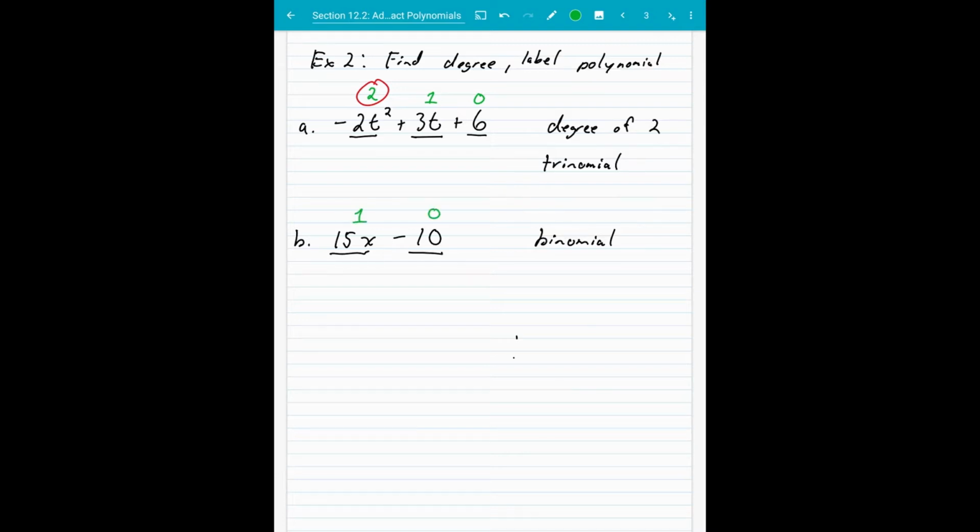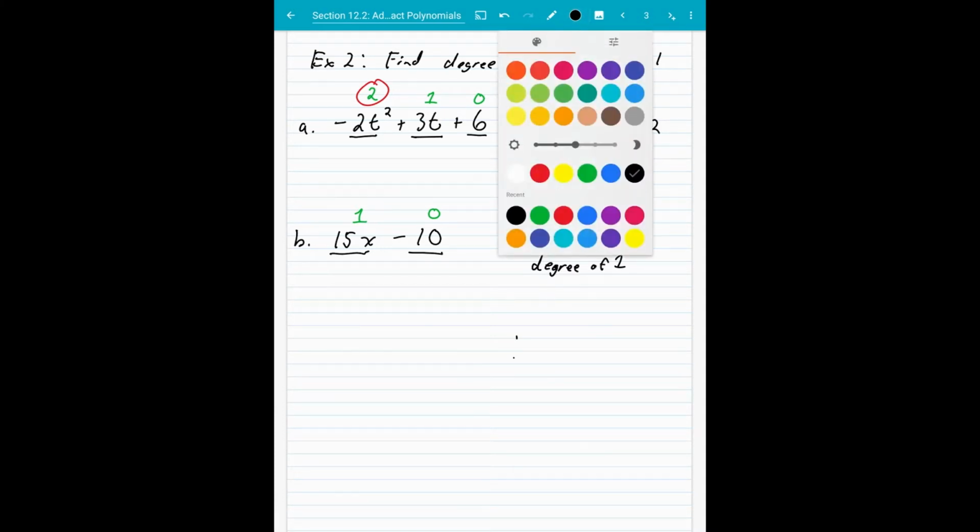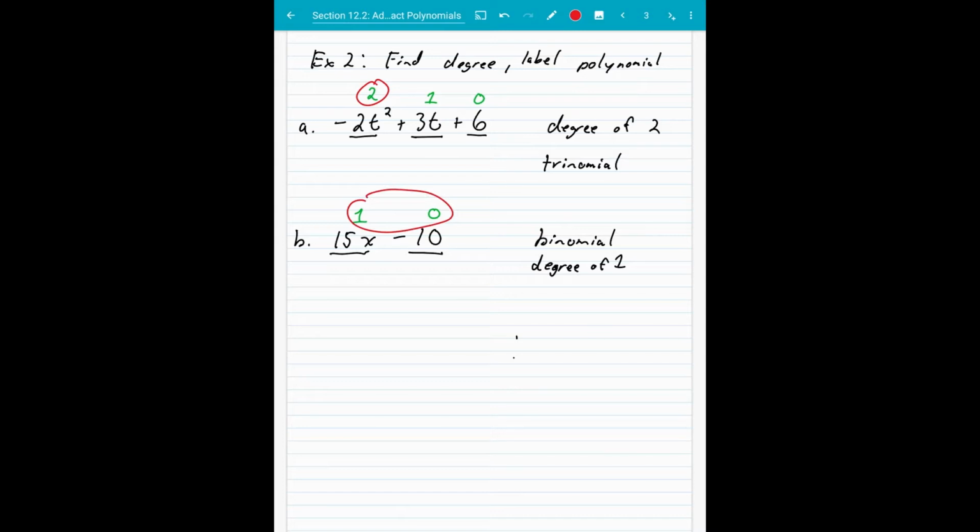This one would be 0, because the 1 right there is a degree, and here there is no x, it's like an x to the 0 power. This would be a degree of 1, because we want to look for the highest out of these two. So the highest out of those two is the 1.